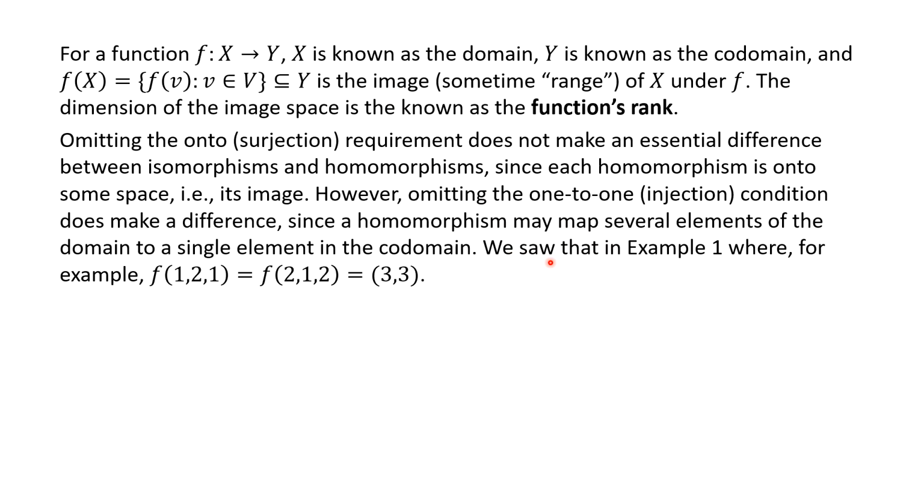And I gave an example previously, example 1, where we had a function and it mapped two different elements to the same element in the image, 3, 3. So I just wanted to make that point here. That'll come up actually even in the theorems that follow, in terms of talking about an image as opposed to the codomain. So I just wanted to make that distinction clear here.